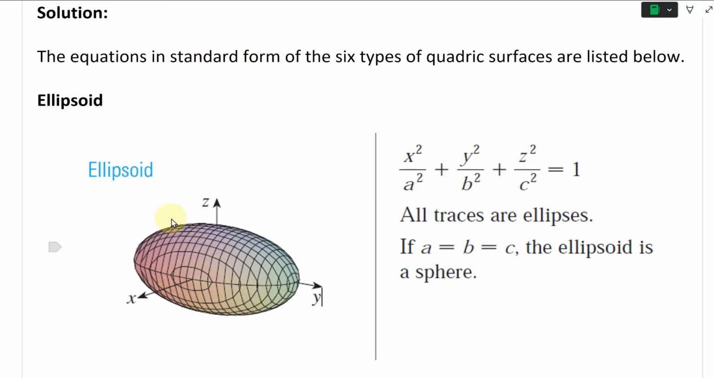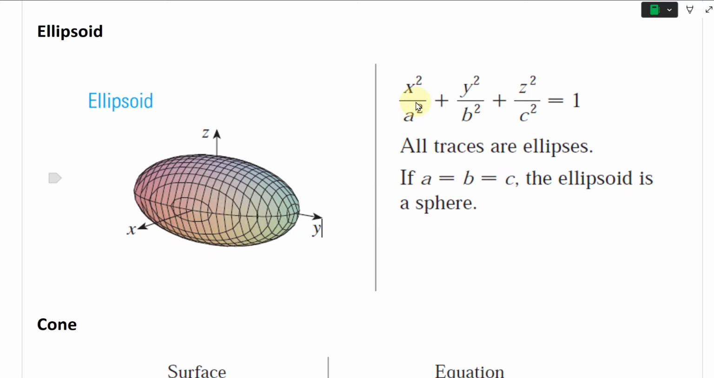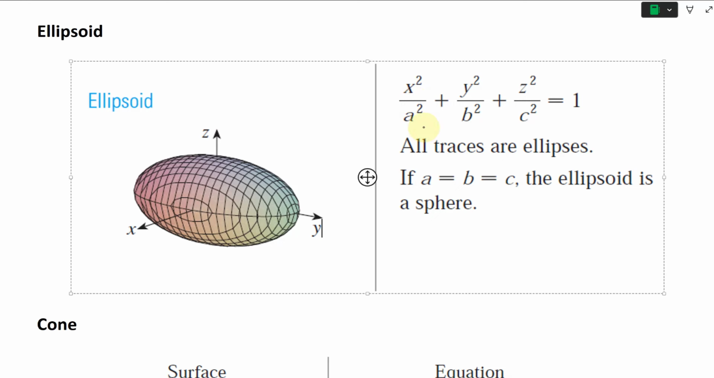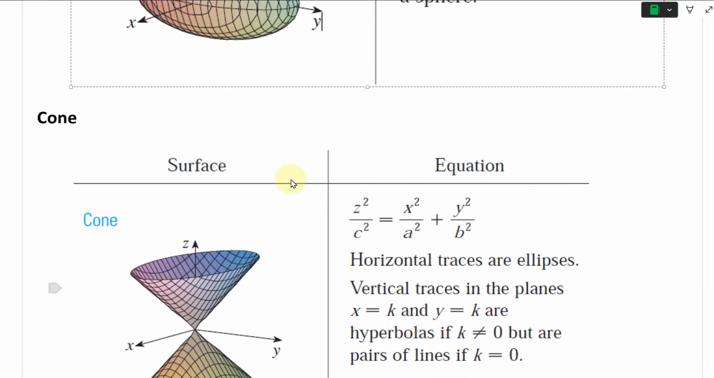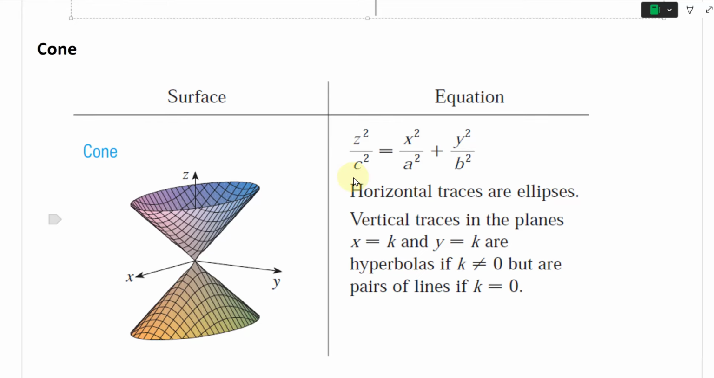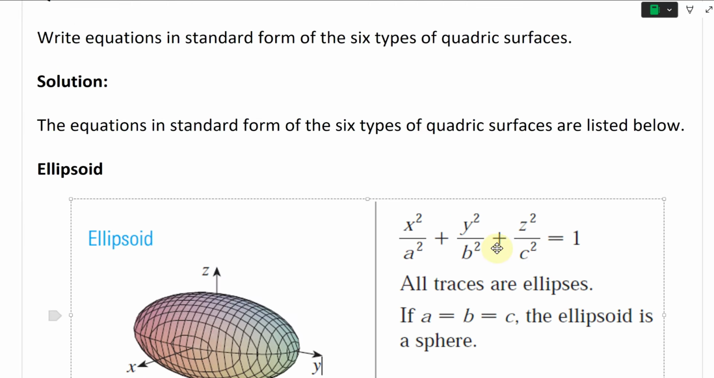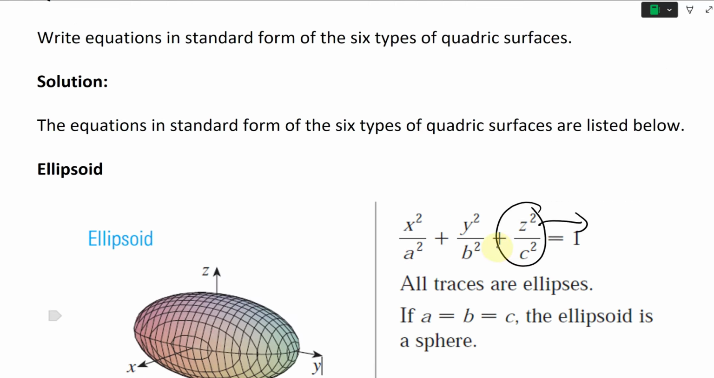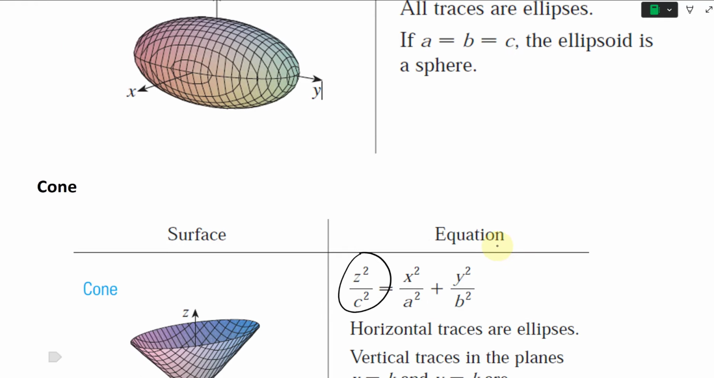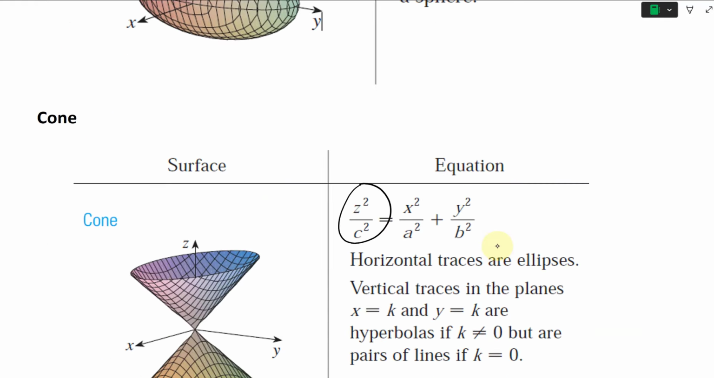So you have the ellipsoid right here. To set up this equation, notice it's x squared plus y squared plus z squared, all of them on the left side of the equation, then you have equals 1. All the traces are ellipses, and if a, b, and c are equal, then the ellipsoid is a sphere. And the cone: instead of this right here, this would be on the other side, and you get rid of the 1. That's the difference, and you get this cone.